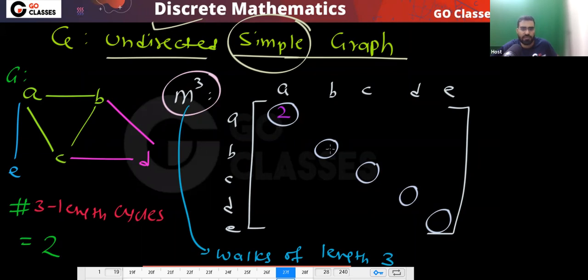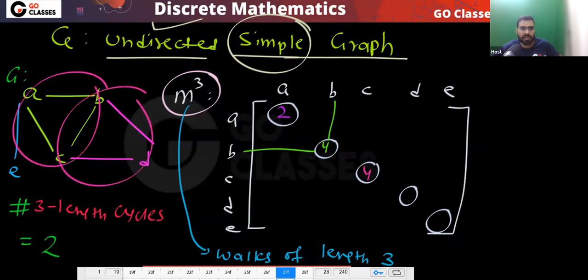Tell me what B to B will be. You can notice this cycle you will get. Total 4. This 4 is telling you that it is part of 2 triangles. From C to C, again there is 4, because C is part of 2 triangles.